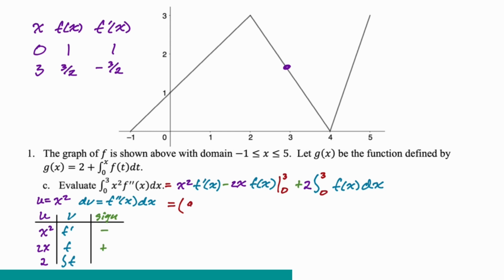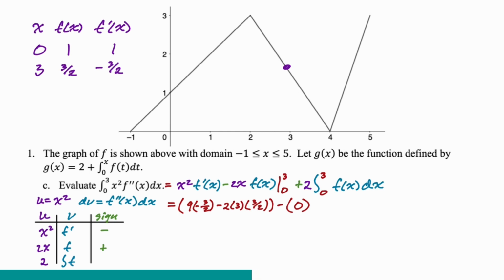So it's going to be 3 squared is 9, then f prime is negative 3 halves, and then minus 2 times 3, and then times 3 halves. And then at 0, because you're plugging in 0 for x, you have 0 times f prime minus 2 times 0, so everything just zeroes out. So we get that. Very exciting, right?